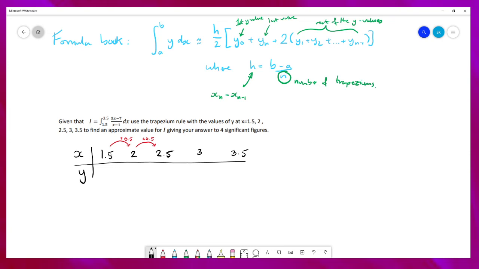So to find all the values of y, we take these values of x and put them into this equation here. So 5 times 1.5 minus 7 over 1.5 minus 1. Take some time to do that now. So these are the y values you should get. Now, all we need to do is use the formula. So the integral that we're trying to find, I, is approximately a half times h, which we've seen is a half, times the first y value plus the last y value plus 2 times the sum of the rest.